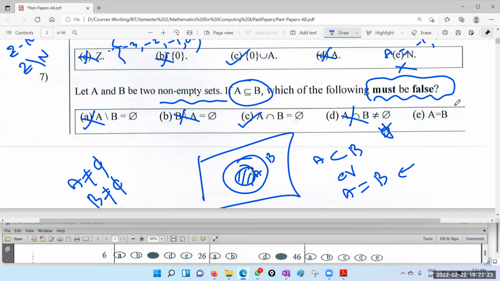It says A equal B. Can we say that A equal B must be false? No, there is a possibility of A equal B, because this is not a proper subset, it's a subset. So A equal B possibility is there. So therefore we can't say must be false. Okay. So the must be false situation is A intersection B is 5, because A intersection B is A and they specifically say A is not equal to 5. So therefore this must be false. Right? Answer is C.